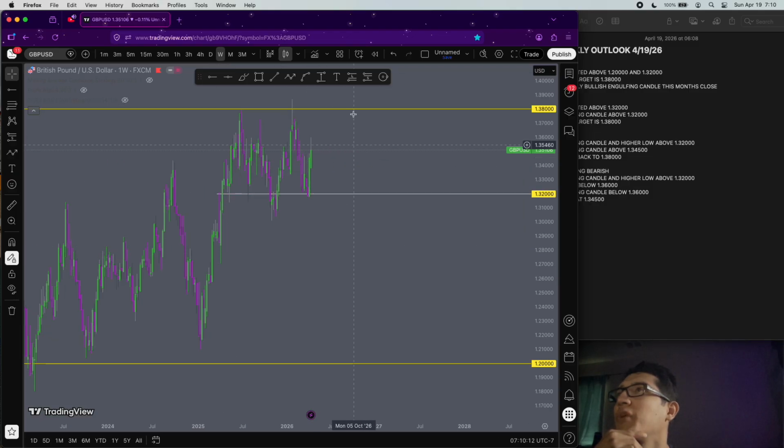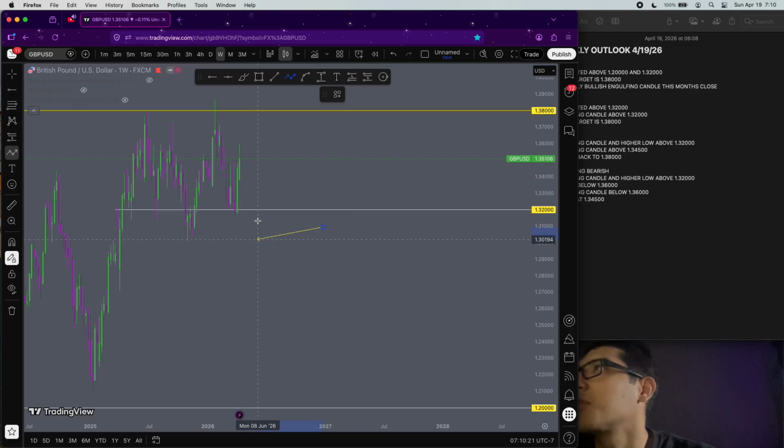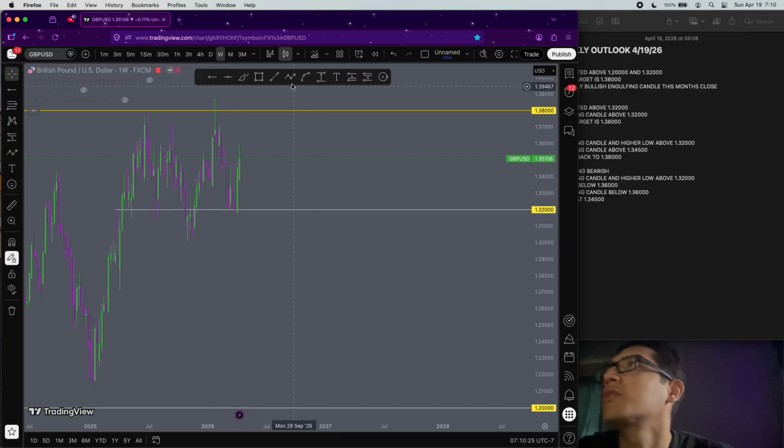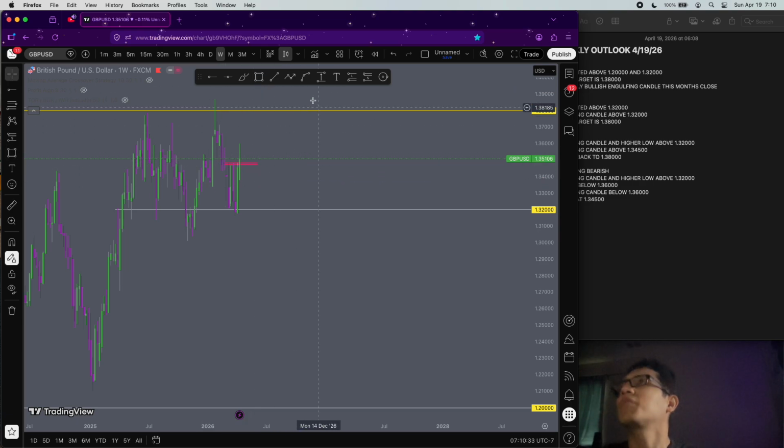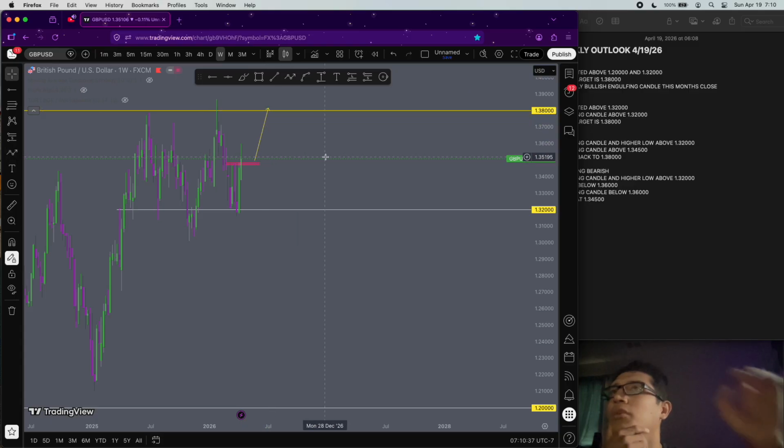Now we hop into the weekly. Previous area of support, which is about 132 again, got respected. And then we have a bullish engulfing candle, because it's engulfing the previous weekly candle. So now if this weekly closes above these wicks right here, we could potentially see buys all the way to 138.